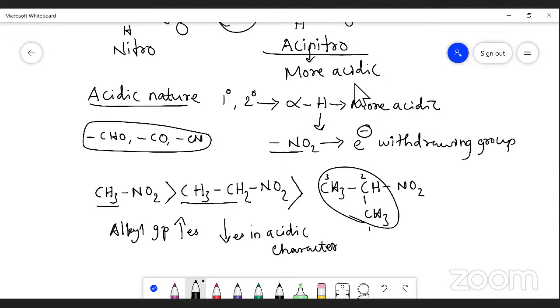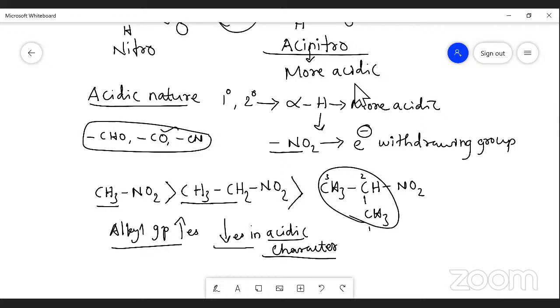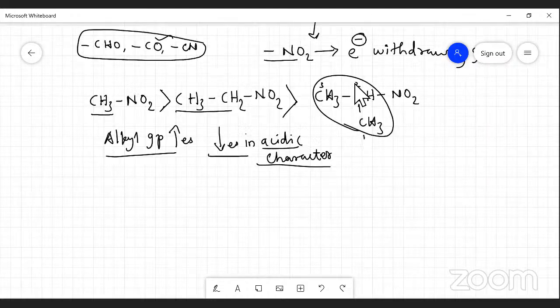So this is called the acidic character. For primary and secondary nitro compounds, if you have an alpha hydrogen atom, those compounds have a more acidic character, and they are more acidic than aldehydes, ketones, cyanides and the like. And as the number of alkyl groups increases, the acidic character decreases. This is called the acidic nature of a nitroalkane.